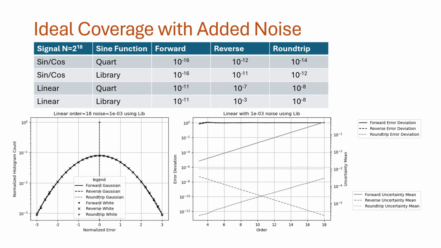And because for the reverse transformation there is a division of 1 over 2 to the L, right? So the reverse is 1 over the square root of 2 to the order of transformation. And you can see in both cases, the input precision, or input uncertainty, of 10 to the minus 3 is covered ideally.